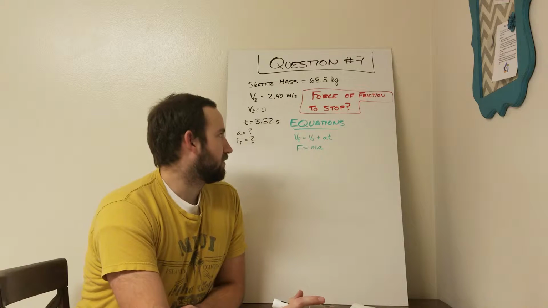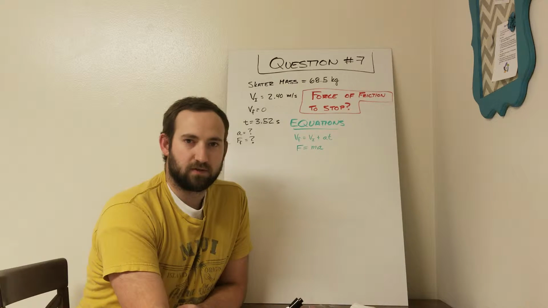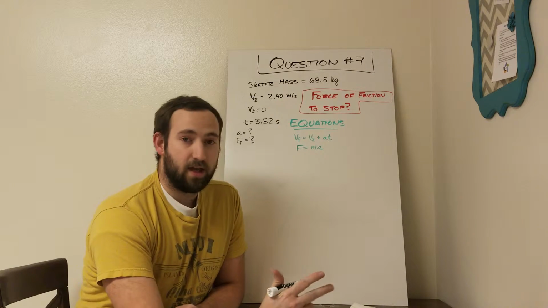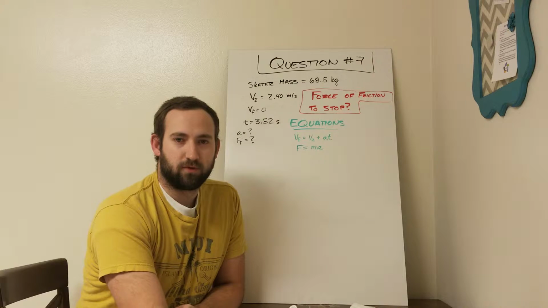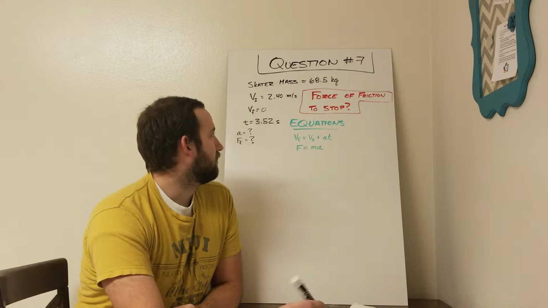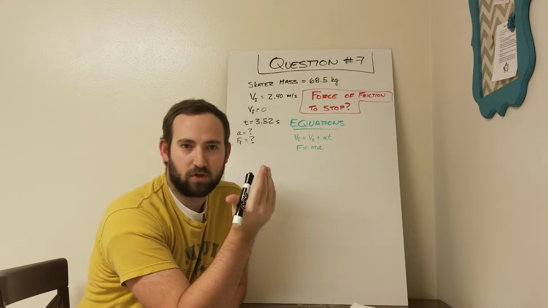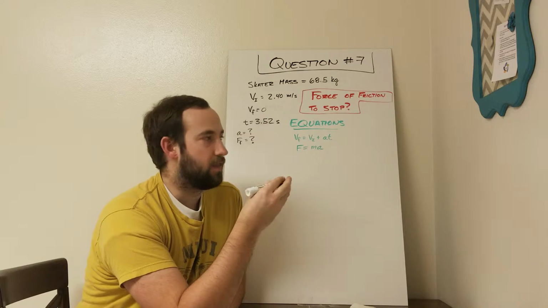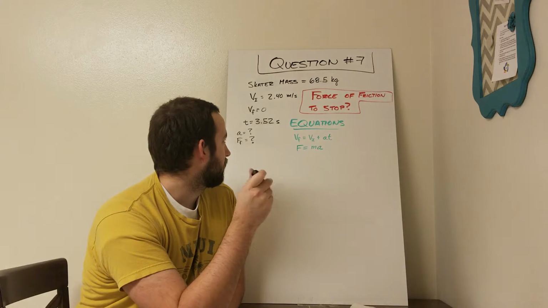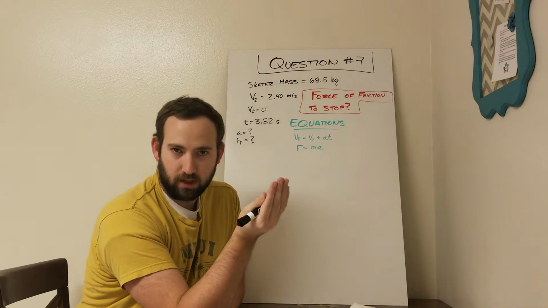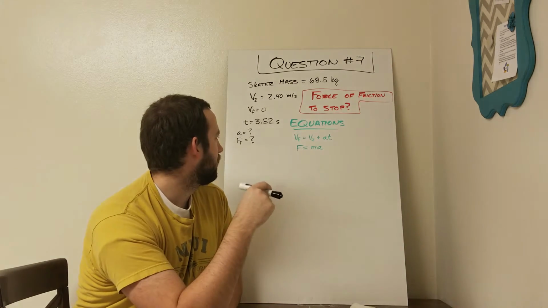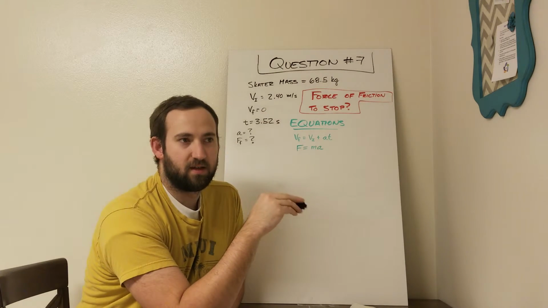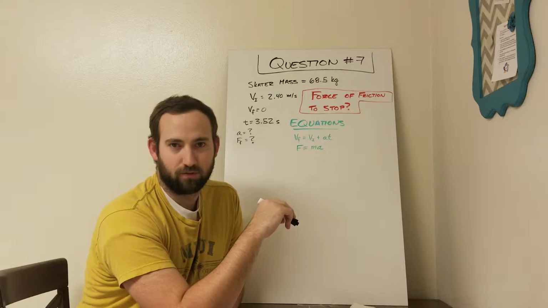So this question gives us a lot of information. First of all, it gives us the mass of that skater, which was 68.5 kilograms. It gives us the initial velocity, which is 2.4 meters per second. And then knowing that the skater is going to come to rest, we know that the final velocity is going to be 0. And then the time that it took from the initial point to the end is 3.52 seconds. And then we don't know the acceleration, and ultimately what we're trying to find is that force of friction.